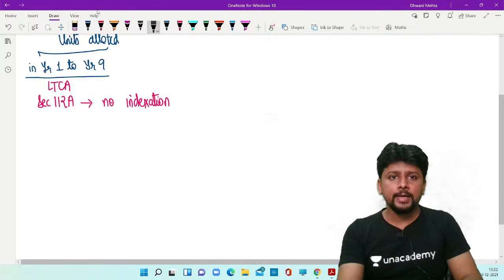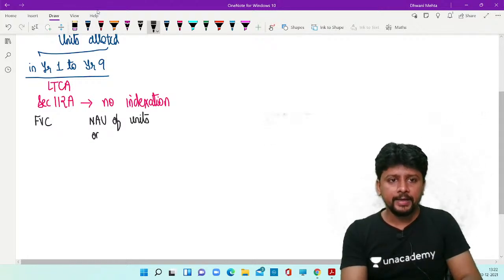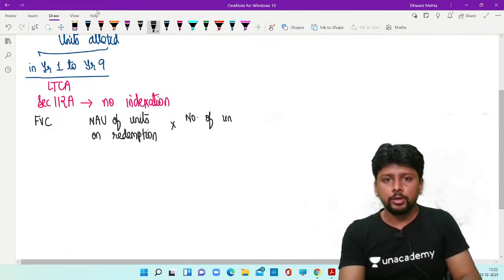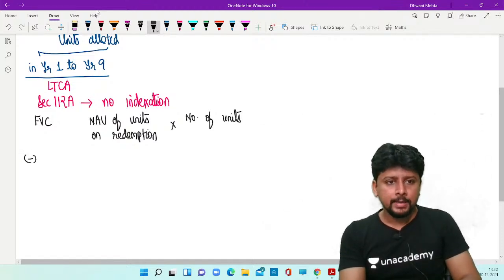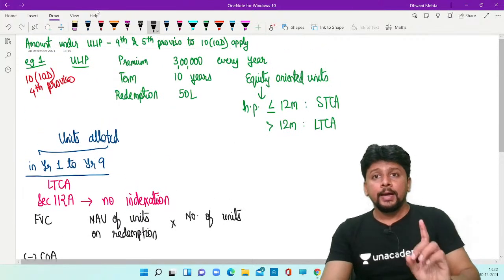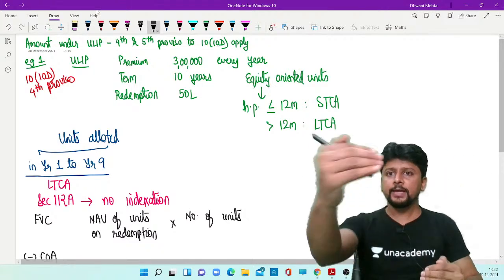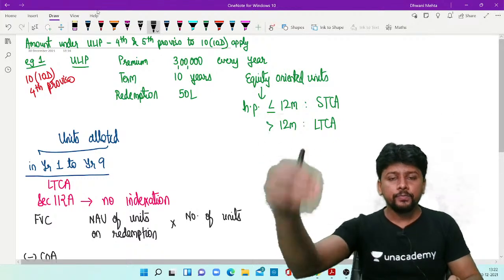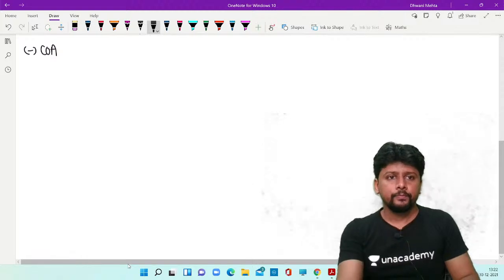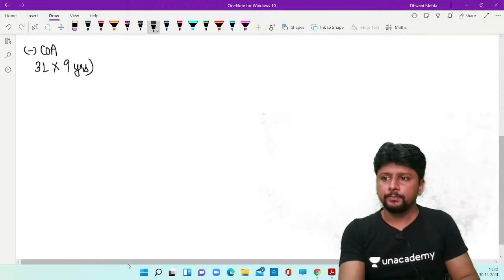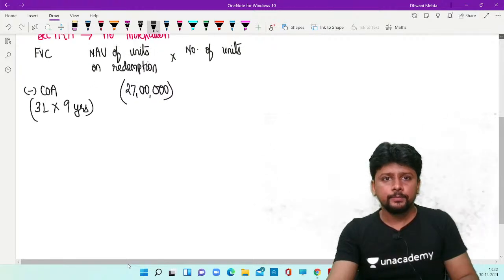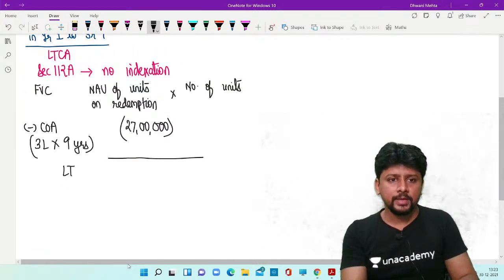So my computation will look like full value of consideration, that is NAV of the units at the time of redemption multiplied by all the units that were allotted to me from year number 1 to year number 9, minus cost of acquisition. I was investing 3 lakh rupees every year and I was getting units. So 3 lakh rupees given in year number 1, I got certain units. 3 lakh rupees in year number 2, I got certain units. Like this, every year 3 lakh rupees was paid. So for 9 years, 3 lakh into 9 years, my cost of acquisition will be 27 lakhs. And of course, there will be no indexation. This will be the long-term capital gain.